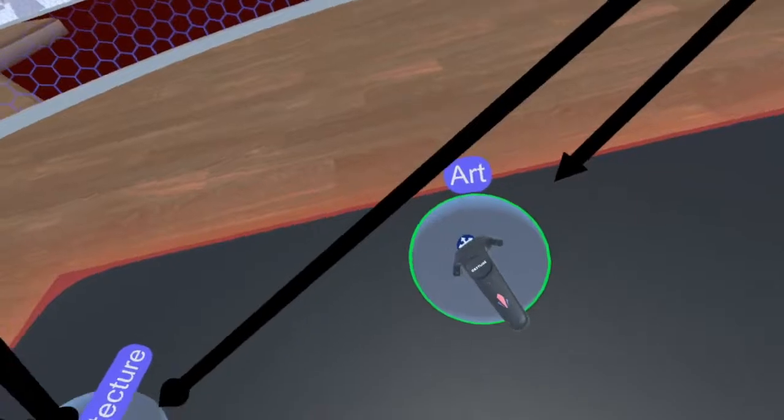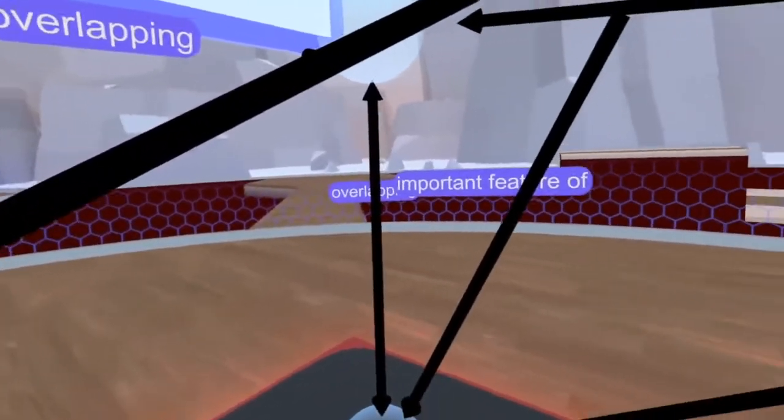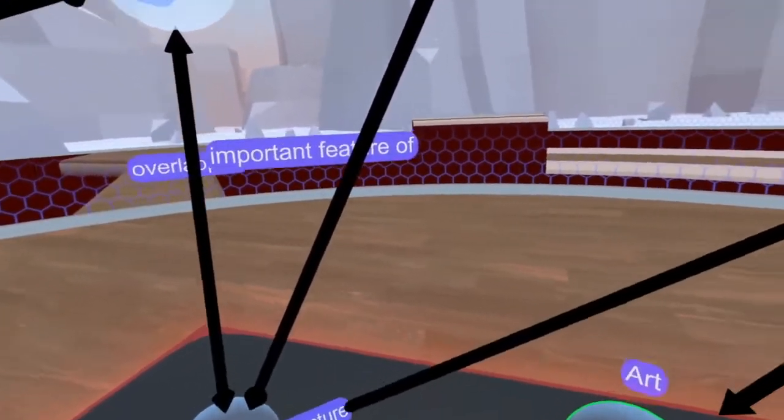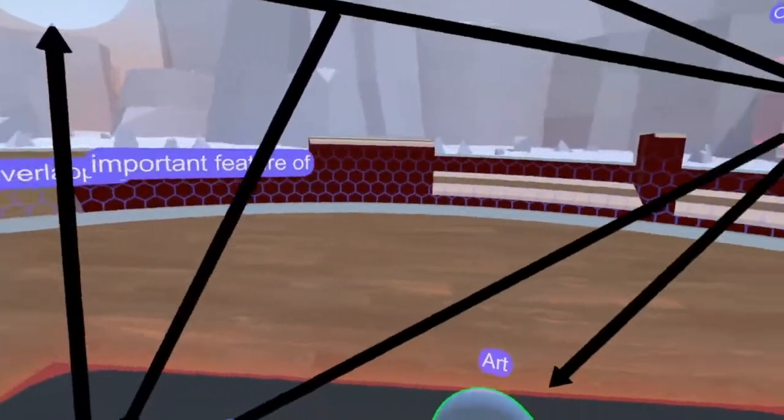And finally, there's art. If you're looking for something cool to do after watching this video, Google Tilt Brush or Tilt Brush videos, and you will spend a long time looking at incredible VR art.